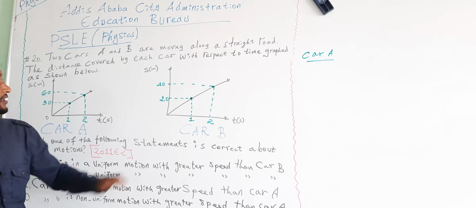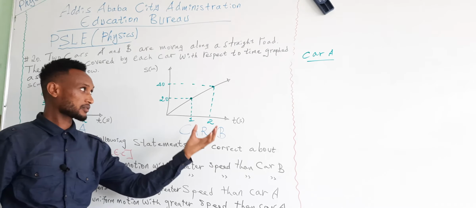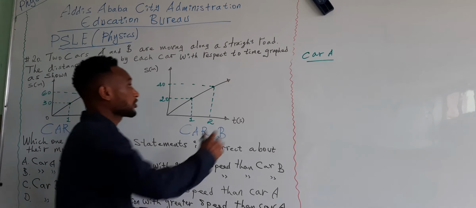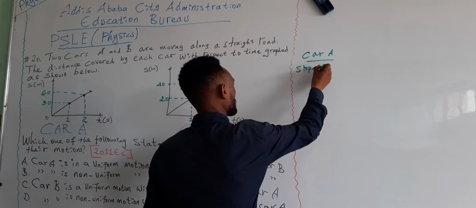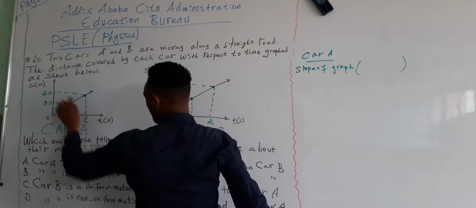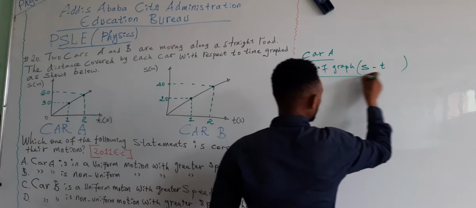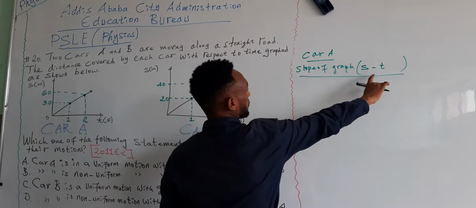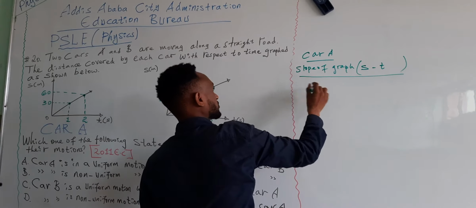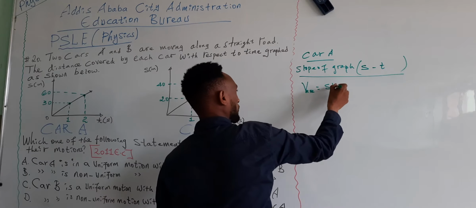If you get equal speeds, the motion of this car is uniform. If they are not equal, it is non-uniform motion. Listen, for car A, the slope of the graph, that means the slope of the distance-time graph, or distance against time graph, gives the average velocity or average speed of the motion. The average speed of the motion is given by the slope of the graph.